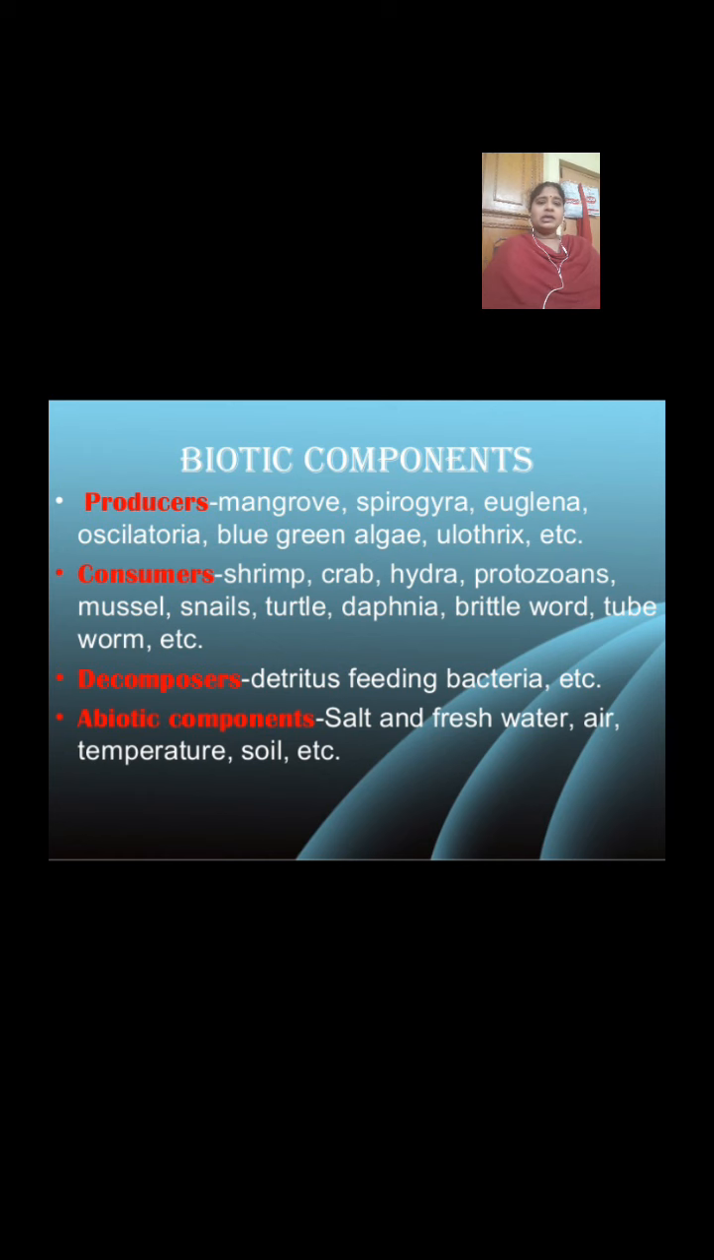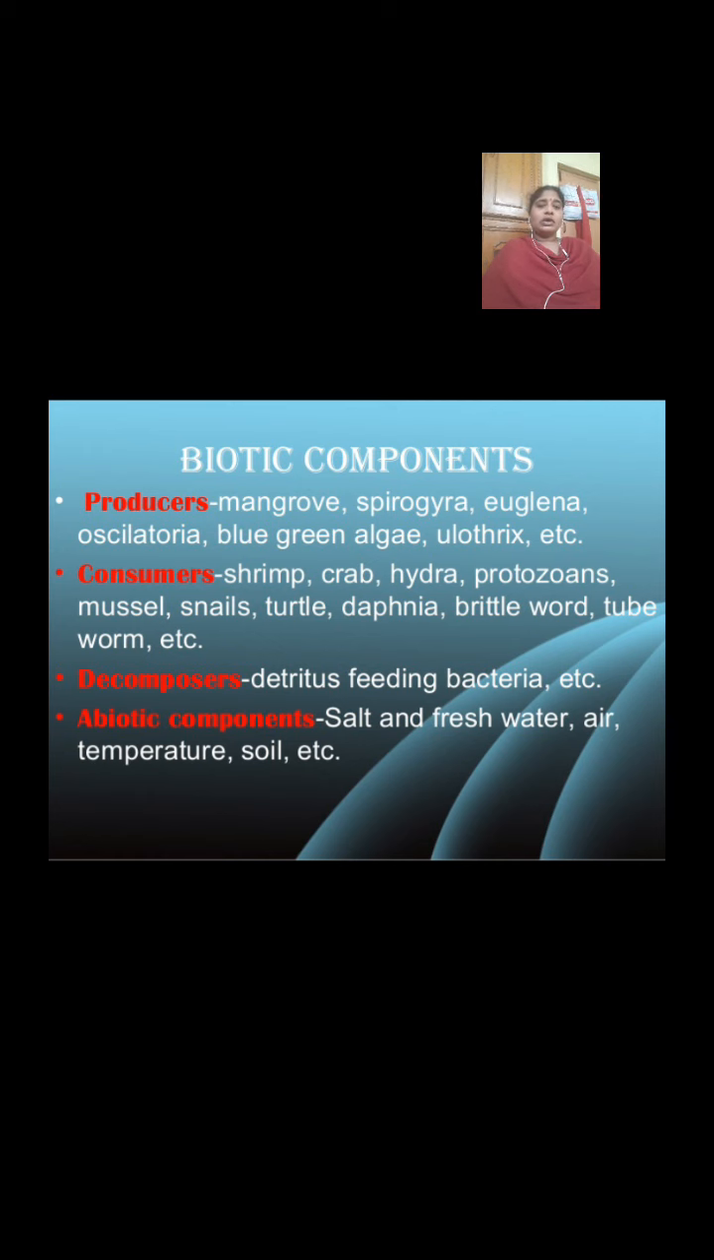Okay. So now let us see consumers. Consumers are nothing but the animals present there. So different varieties of consumers found in the biotic components of Coringa ecosystem are shrimp. Shrimp means small fishes. Okay, crabs, hydra, protozoans. Okay, mussels. Mussels are a kind of shelled organisms which are edible, which are eaten. Snails, turtles, daphnia, brittlewort, tubeworm. These are the examples of the consumers present in the biotic components of Coringa ecosystem.